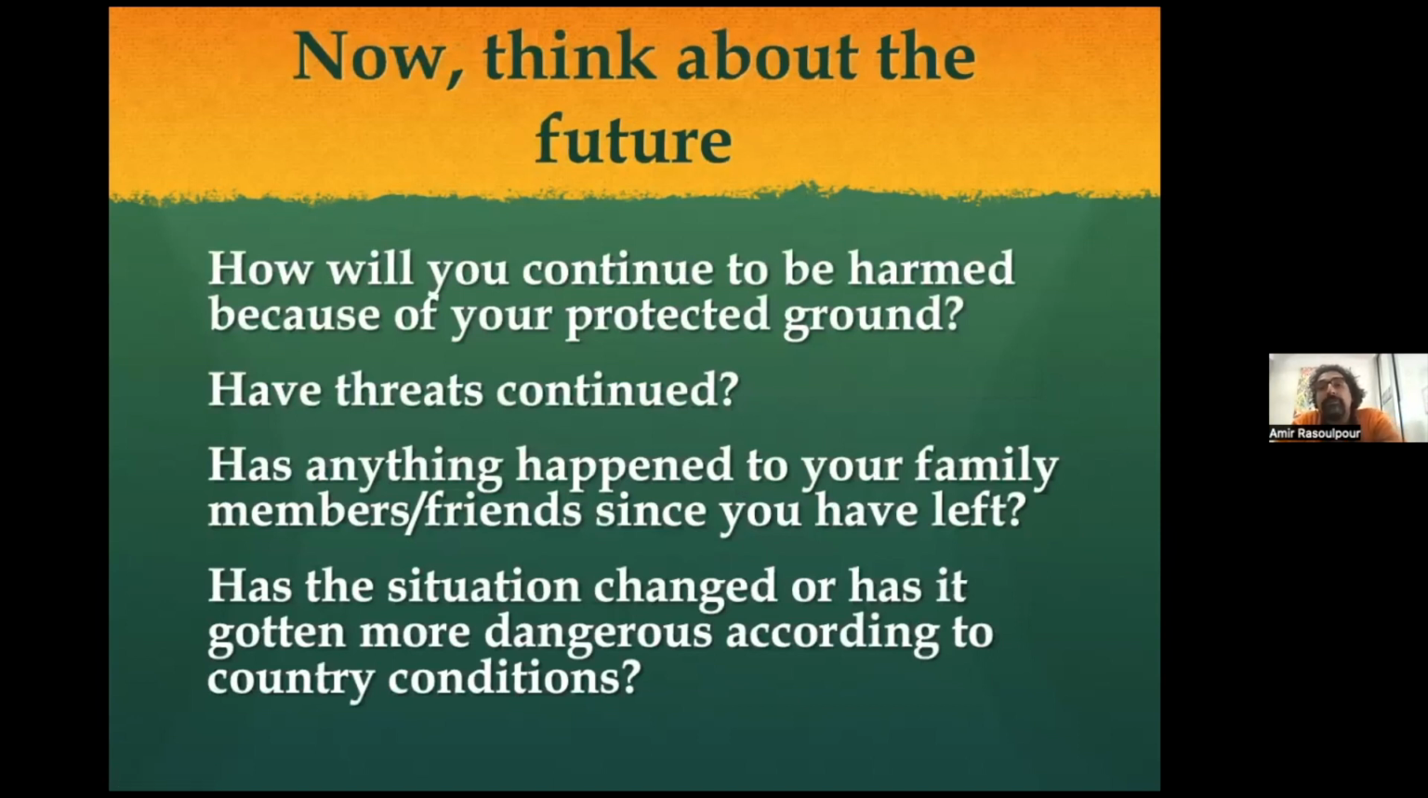Now you need to think about the future, because you're here in the United States, and what would happen to you if you went back, if your asylum application was not approved? And how do you know this? If you were receiving threats in the past, have these threats continued? Or have these threats happened to other people that you know in your home country? If it's based on a political situation, has the political situation changed, or has it gotten worse? What is going on in your home country that makes it still dangerous for you to return because of who you are?